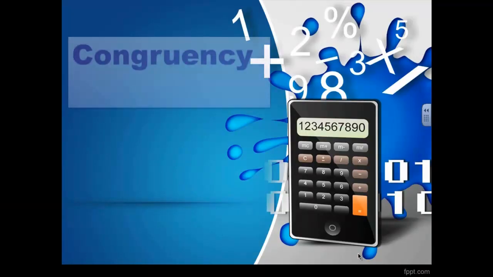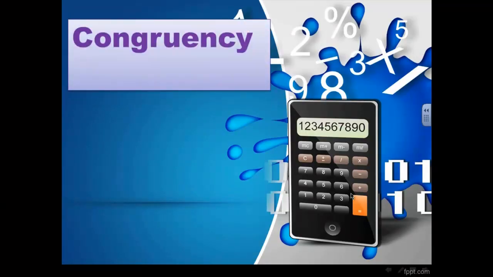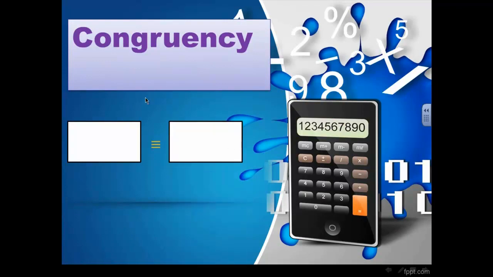Our lesson today is about congruence. What do we mean by congruence? Congruent shapes are identical shapes with equal side lengths and the same angle measurements. The symbol for congruence is three dashes.